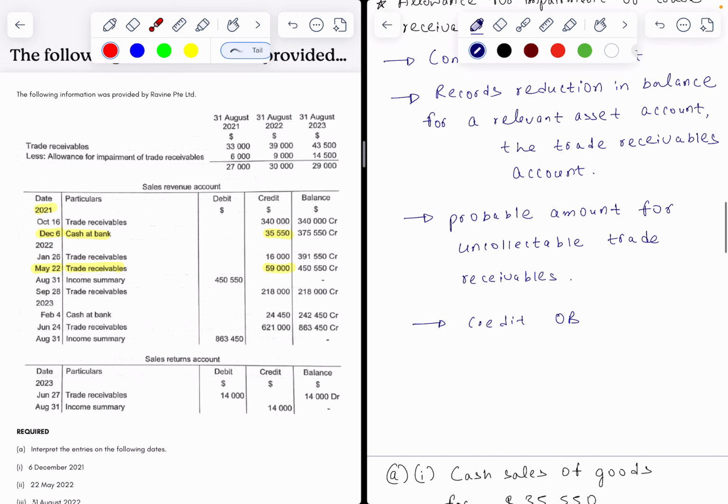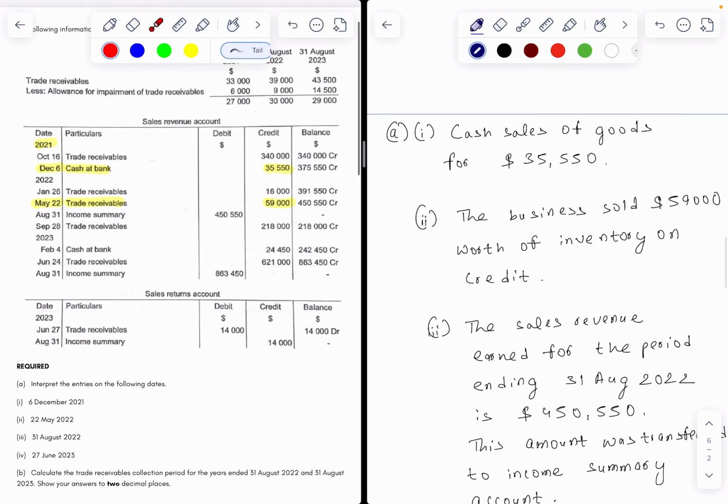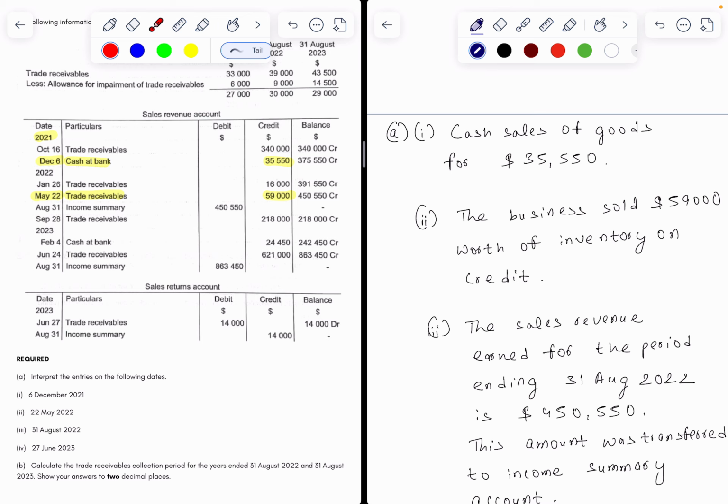Now let's answer the questions in part A. Interpret the entries on the following dates. Now we have been given two ledger accounts for sales revenue and sales returns. And we have multiple years and multiple transactions in each of these accounts. So when you go through these accounts carefully, make sure to remain focused and pick the correct information. So we start by interpreting the entry on the 6th of December 2021.